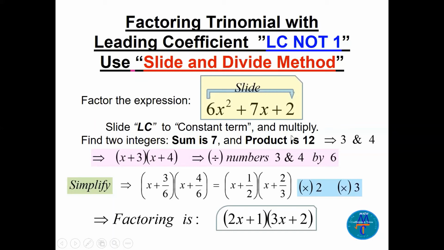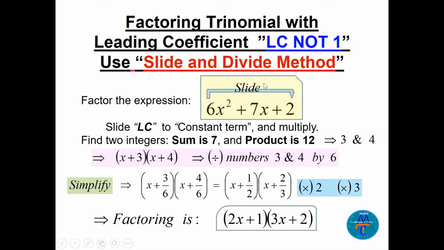So I will call the method here slide and divide. SDM, slide and divide method. So look here at the example. I will show you 2 ways you can do this. There's another way also, no need for that. Slide and divide is one method, and I will show you a quick method after I finish here, after a few minutes. So, if the leading coefficient is not 1, what do we do?